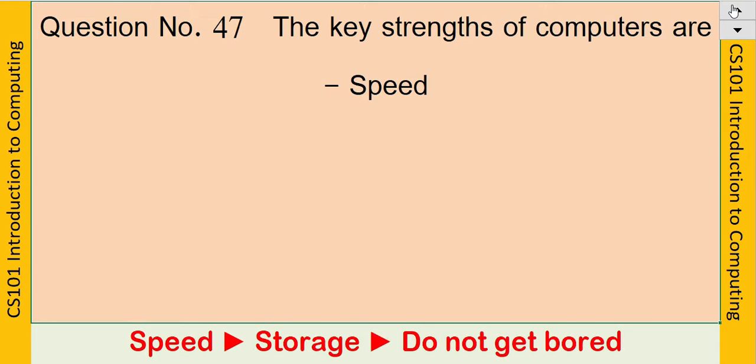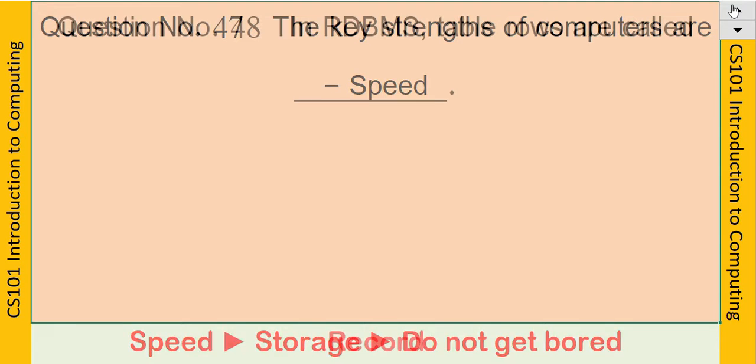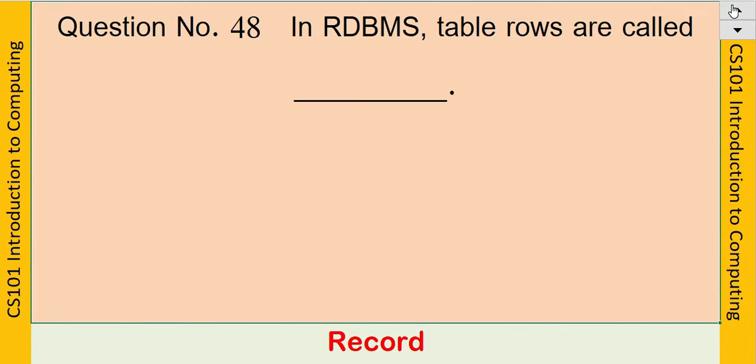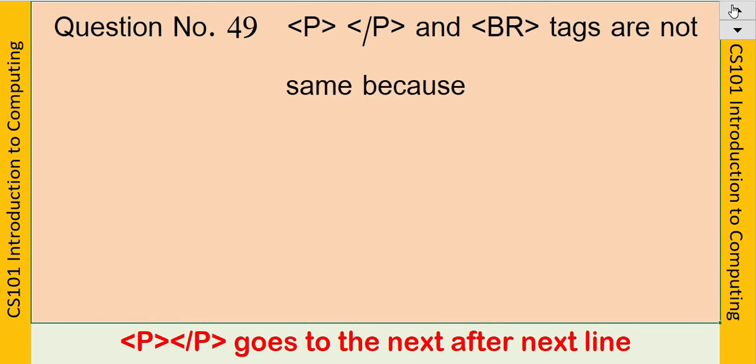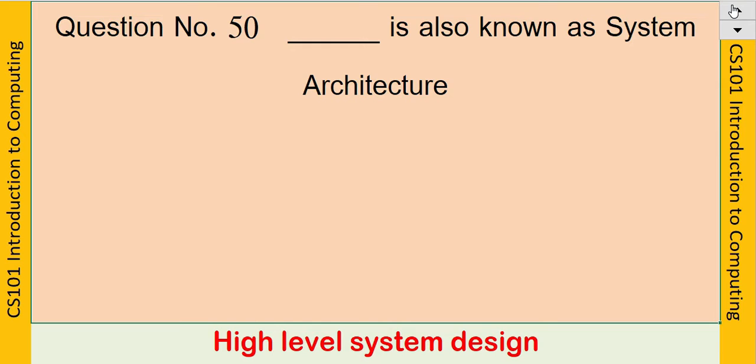False. The key strengths of computers are speed, storage, and they do not get bored. In RDBMS, table rows are called records. Paragraph and break BR tags are not the same because paragraph goes to the next line after the next line. High-level system design is also known as system architecture.